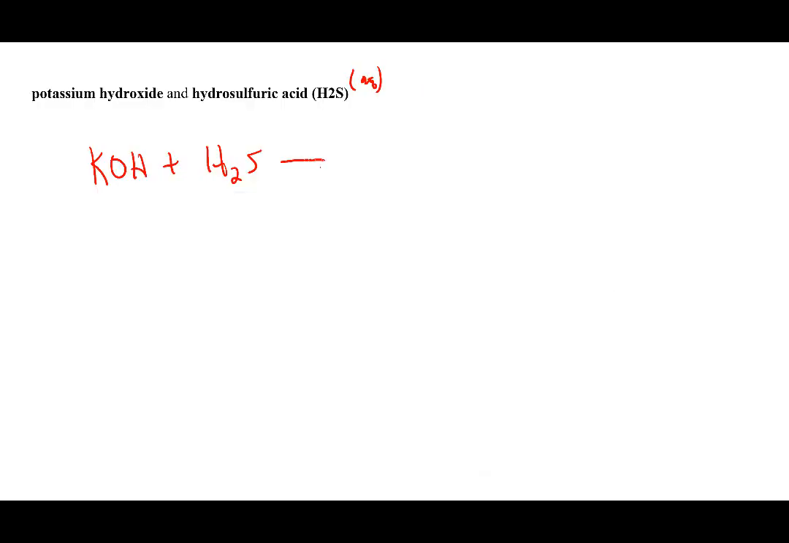And so what's going to happen is each of the hydrogens here is going to be lost. It's going to lose 2 hydrogens, and those hydrogens are going to react with the OH to make water. So we're going to have to make 2 waters because you have 2 acidic hydrogens. So we're going to need 2 of those. One of these will make 2 waters, and the potassium is going to end up with the sulfide, so it's going to make K2S.